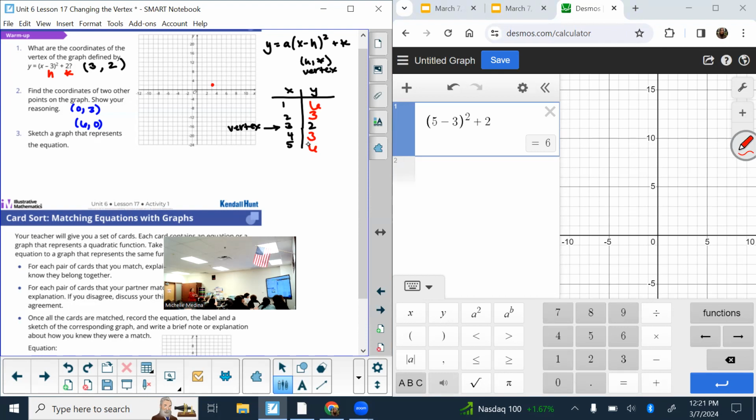Let's see if those other points you guys said are actually on the line. So if I plug in 0, I get 11, so this one is not on the line. Not 0, 3. If I plug in 6, I get 11, so that one's not on the line. This is how you can get values that are on your line, by plugging them in and getting those paired values. Questions on that?